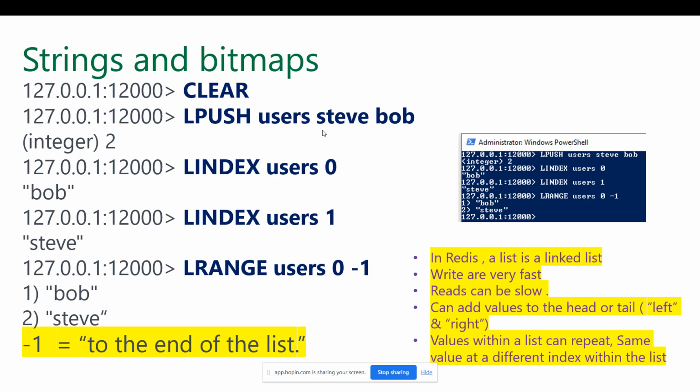So let's see an example to make it a bit more clear. LPUSH, left push, user Steve and Bob, means push Steve and Bob to the linked list. LINDEX user 0 means what is in the 0 place in the list, which is Bob. LINDEX user 1 is Steve. LRANGE user 0 -1 gives the list. We have 2 values, Bob and Steve.